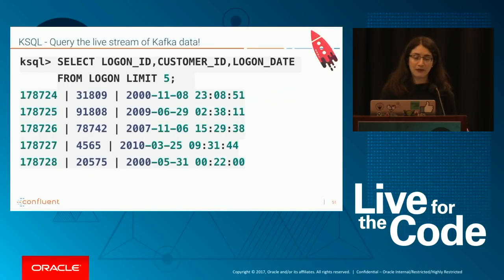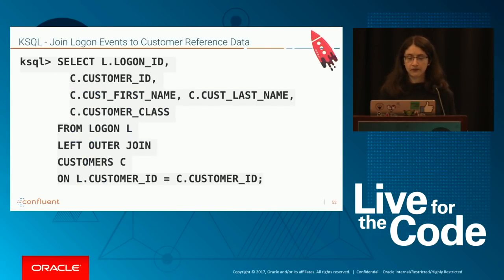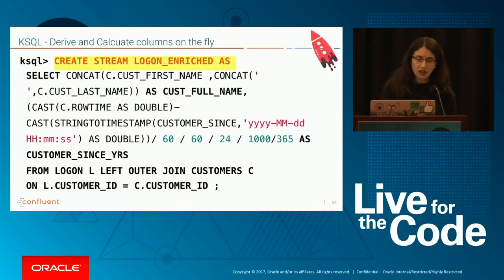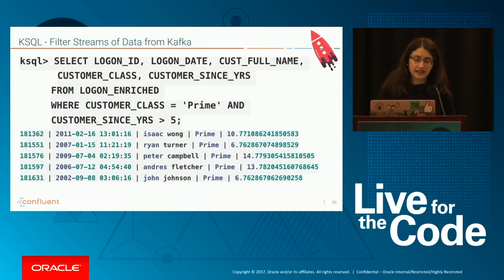What we want is that, remember the logons, they have customer ID, which is nice, but we want the customer name and we want the customer class. So we do a join, and we get the customer name and customer class, and now this is what the result will look like. What if we want to do more? What if we just don't like this formatting at all? We can concatenate the first name to the last name to get a full name, and instead of a timestamp of when they joined, we do some more advanced casting and calculations, and you know how many years they've been a customer. And now you can get this processed stream of events.